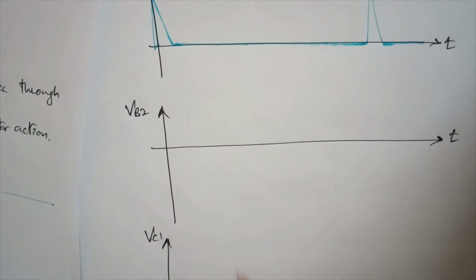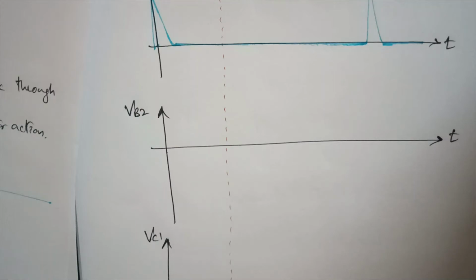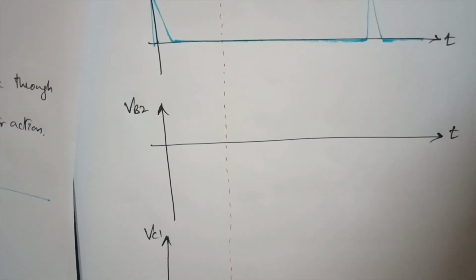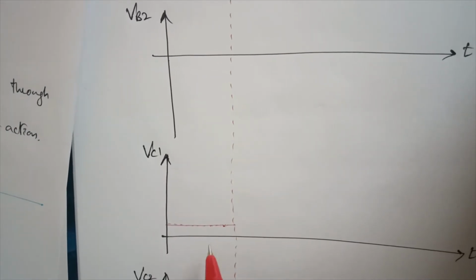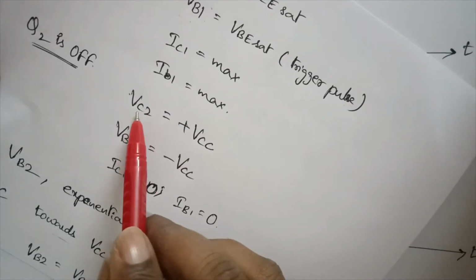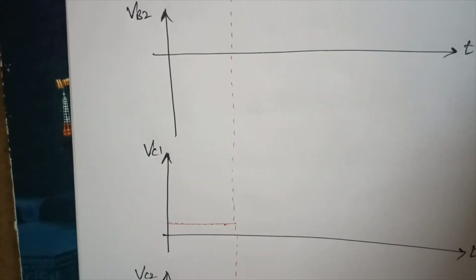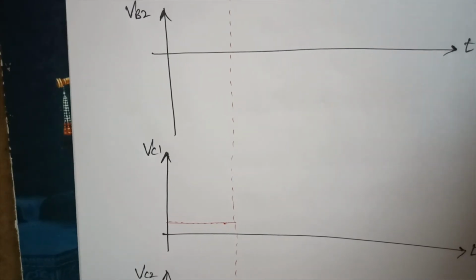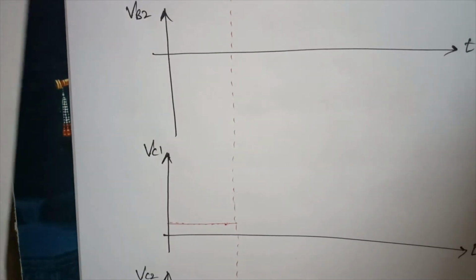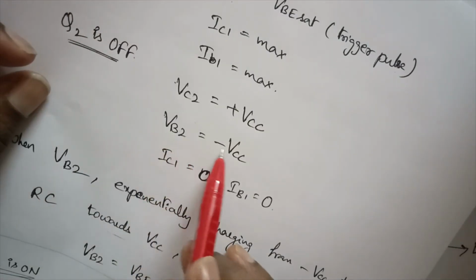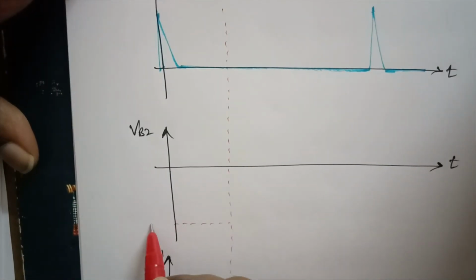So at this point, here I am taking the pulse signal. Let this be the pulse signal, and this is the time duration T. So here what happened? At this moment the VC2 value is plus VCC. So here we are getting the signal like this, plus VCC. Now what about VB2? VB2 value is minus VCC.